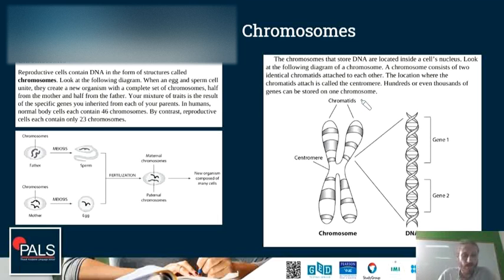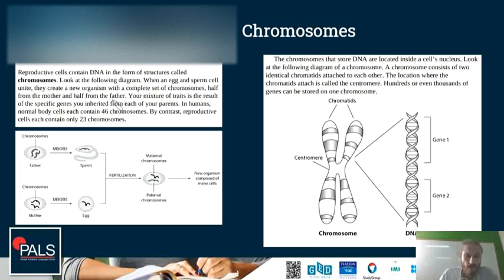So first let's have a look at chromosomes. What are chromosomes? Again, more detail in another lesson if you're interested in that and need to revise that topic a bit more. So all our body cells contain DNA, and as well our reproductive cells, the sperm cells and the egg cells. And the DNA forms structures called chromosomes. So a chromosome is a long molecule of DNA wrapped around specific proteins.